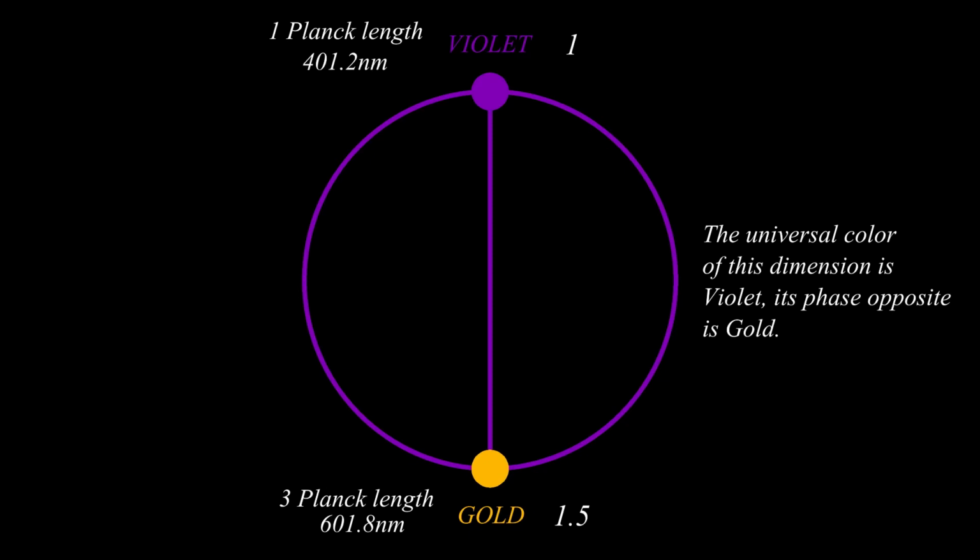So simply by multiplying the Planck length color by 1.5, you get the value of gold in nanometers. Violet and gold together have always been known as the most sacred colors. However, interestingly enough, this is the mathematical derivative. It just so happens to be those two colors.